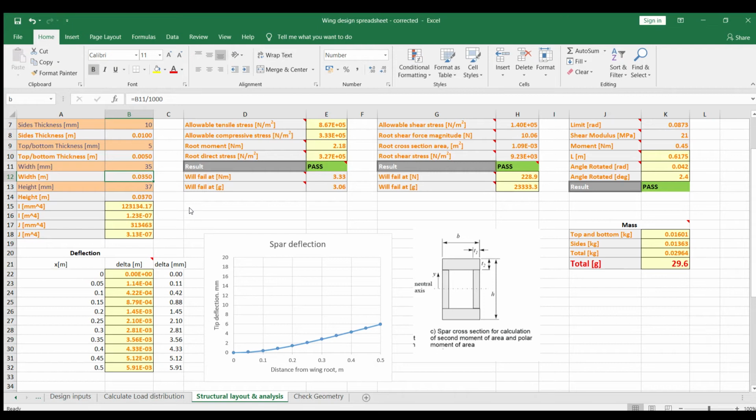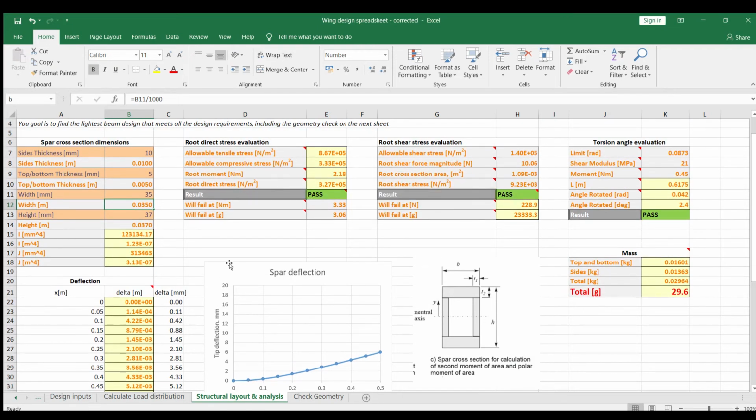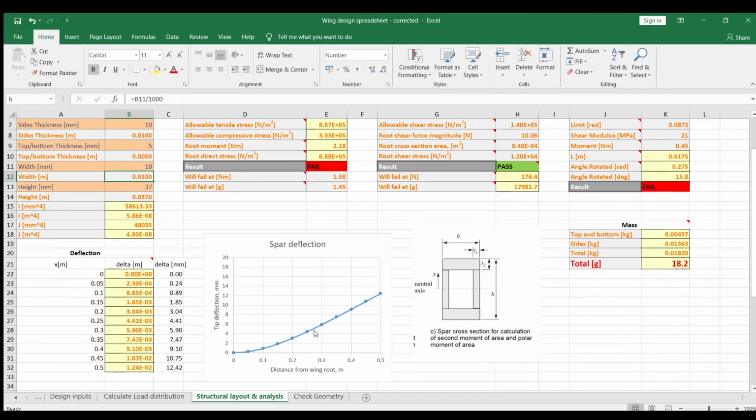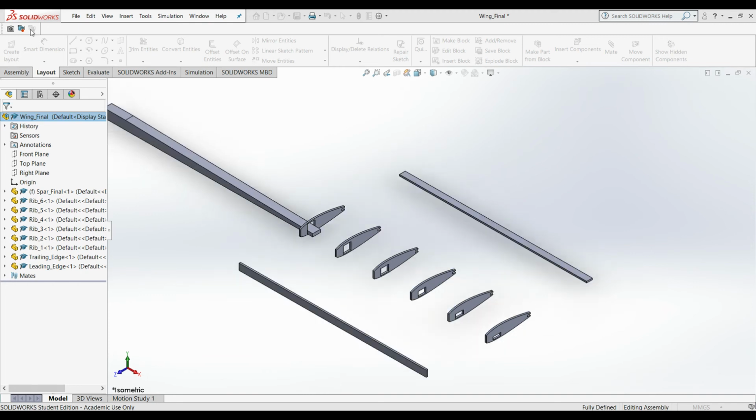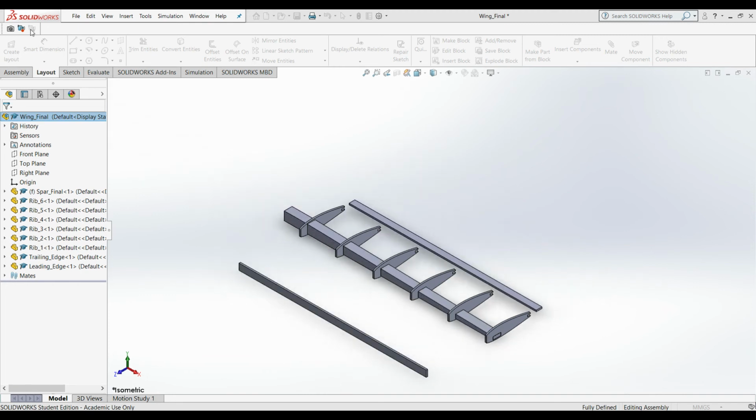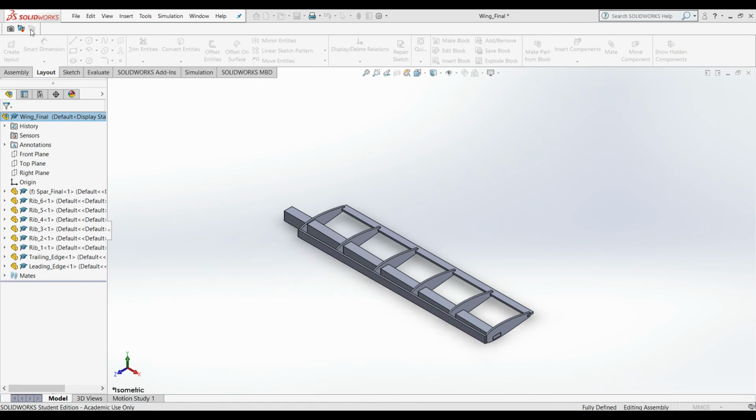Now we enter the preliminary design stage, where we use our trusty spreadsheet based on existing theory about structures to create the smallest possible spar geometry we can, without causing the spar to fail, which for us means keeping the direct root stress lower than both the ultimate compressive and ultimate tensile stress, along with keeping the angle of rotation below 5 degrees. Once we've got our geometry set, we can go about creating a detailed design in SolidWorks to see if our assembled wing would actually work.